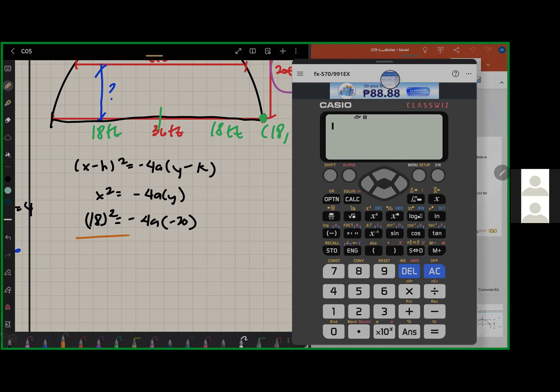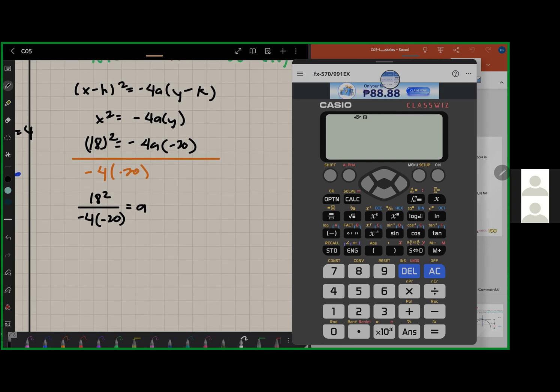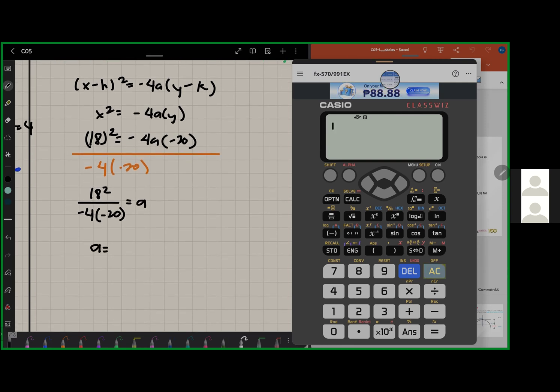We can divide both sides by negative 4 and negative 20, giving us 18 squared all over negative 4 times negative 20 is equal to a. So we can solve for a. So a is equal to 18 squared all over negative 4 times negative 20, giving us a is equal to 4.05.